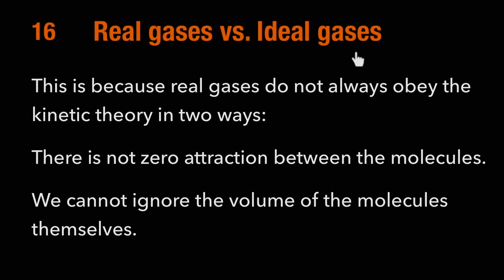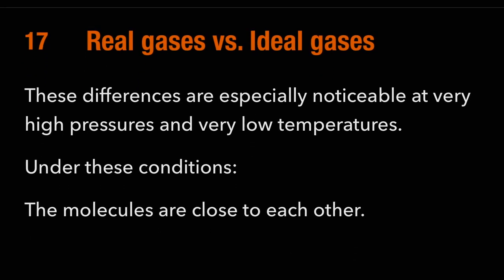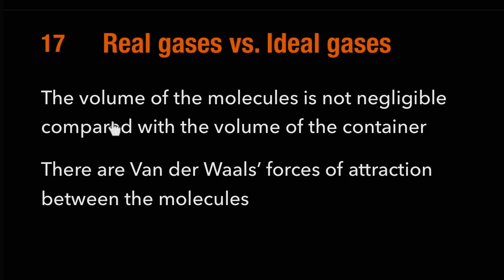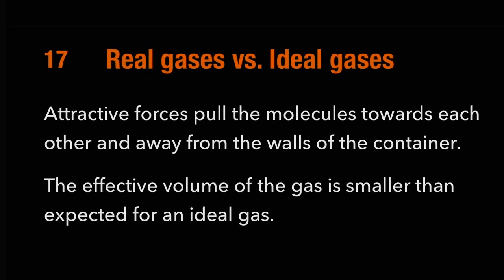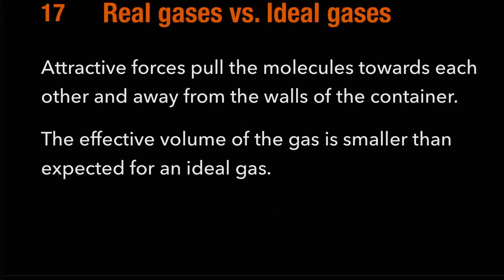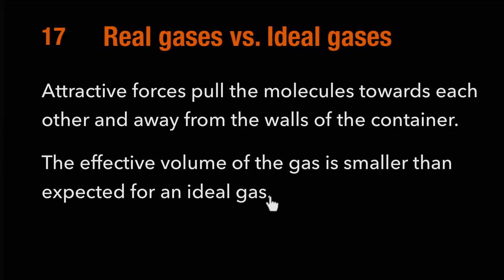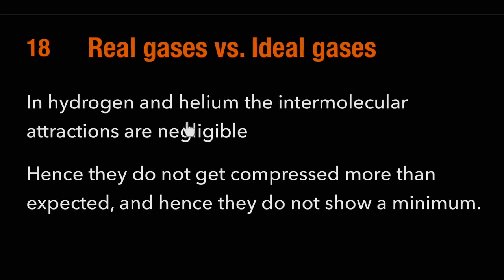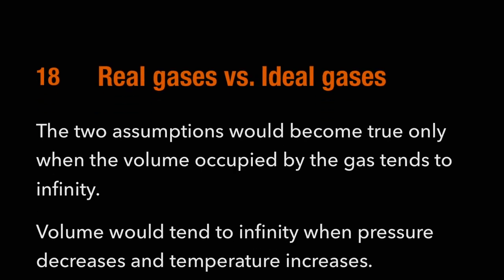And why don't the real gases behave ideally? Because they have attraction and we cannot ignore the volume of molecules. And these differences are especially noticeable at very high pressures and low temperatures. Very high pressure and low temperatures means molecules are closer to each other and their volume is not negligible and the van der Waals forces are stronger. Okay? So, what I just explained to you, why does it decrease? The molecules attract each other, they get closer, and in hydrogen and helium, the intermolecular forces are very small. So that's why they don't have a minimum.